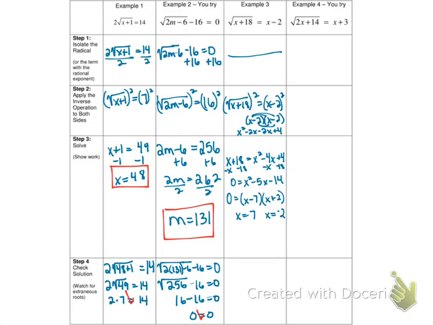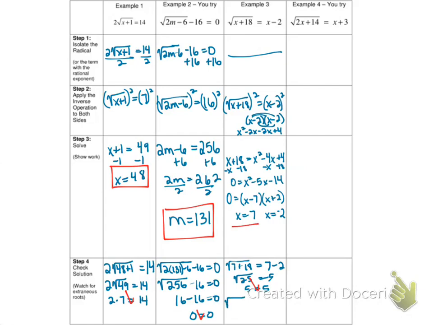Now, remember, I have to try both answer choices to see which one is correct, or if both of them are correct. So the square root of 7 plus 18, and I need to see if that equals 7 minus 2. Well, this is the square root of 25, and that is 5 equals 5. So that is correct. So I know that this one is correct. So now I'm going to try the other one.